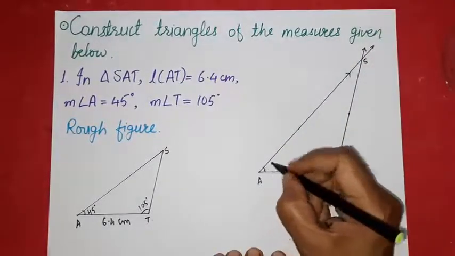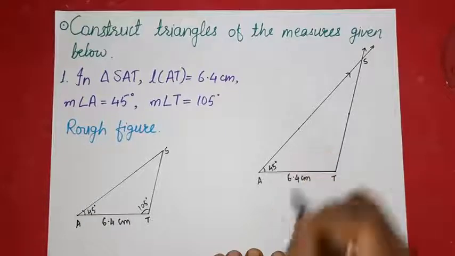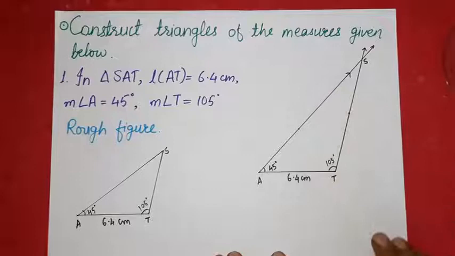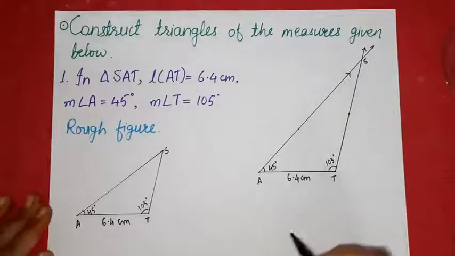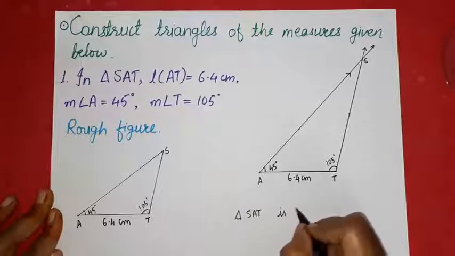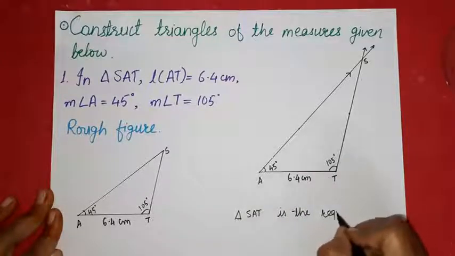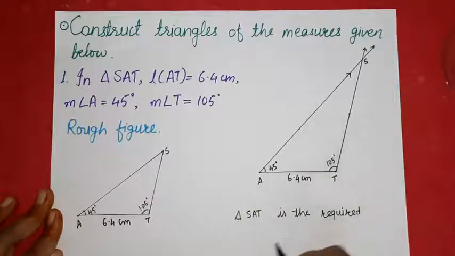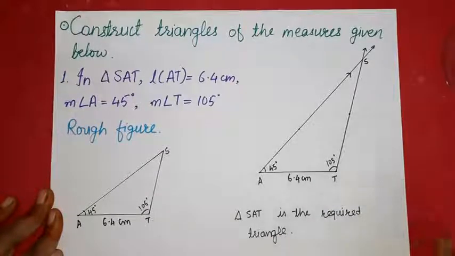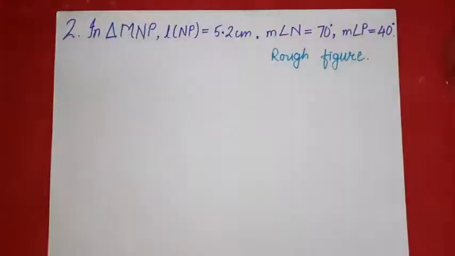Now write the measures of the angles. Angle A is of 45 degrees, so we will write its measure here. Angle T is of 105 degrees, so we will write its measure here like this. Now this is the required triangle, so we will write here triangle SAT is the required triangle. Now we will move on to next example.